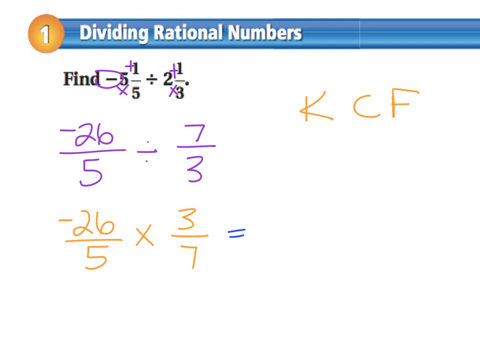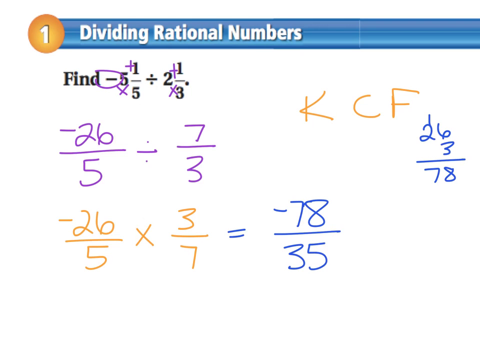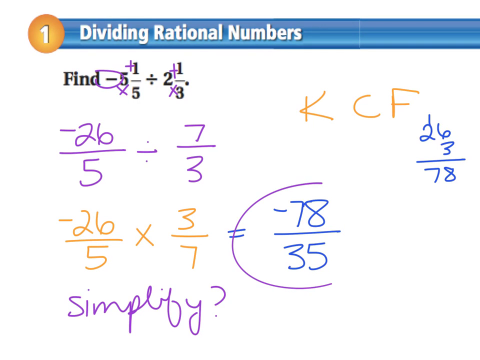From there, we just go ahead and multiply. 26 times 3, 18, is negative 78, and 5 times 7 is 35. And then we ask, can it simplify? Well, in this case, it cannot, and so that is our final answer.